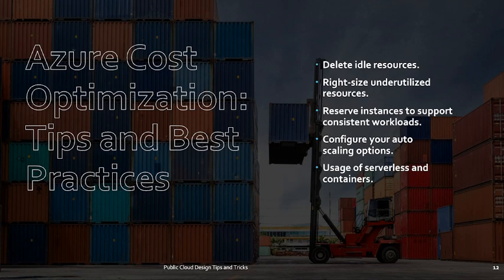Generally, the first and foremost thing is to delete the idle resources which are not at all needed. Right size your underutilized resources. That means if a resource has been created with a higher configuration, but your compute execution takes a lesser configuration than the higher configuration which has been tagged to it, then please right size it so that your cost will be reduced.